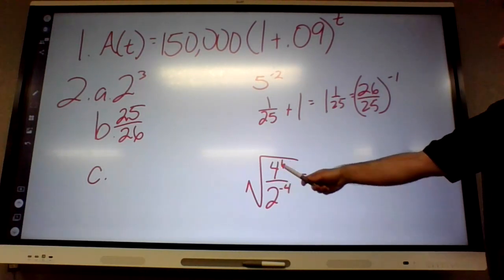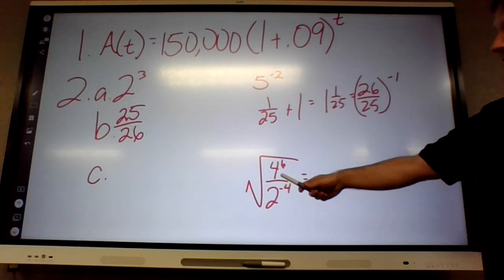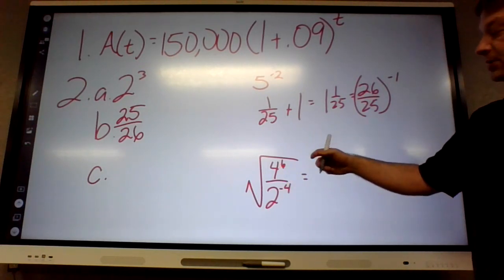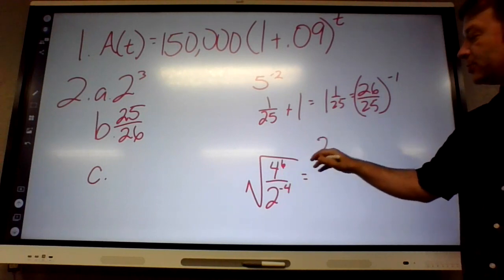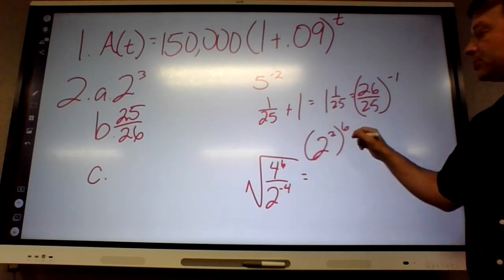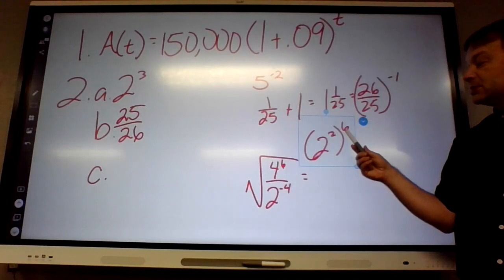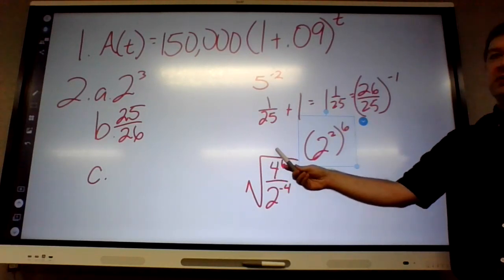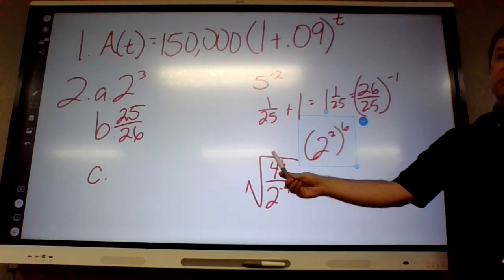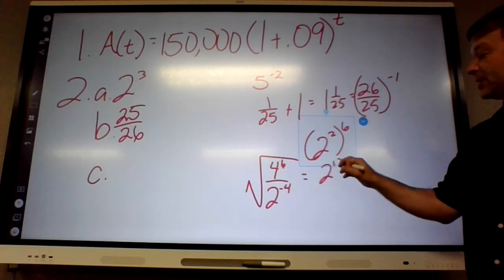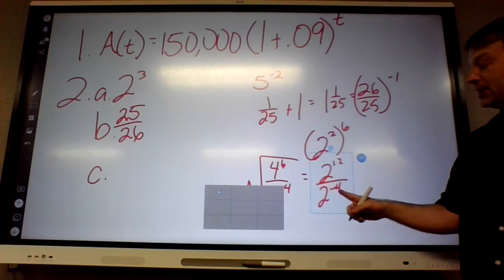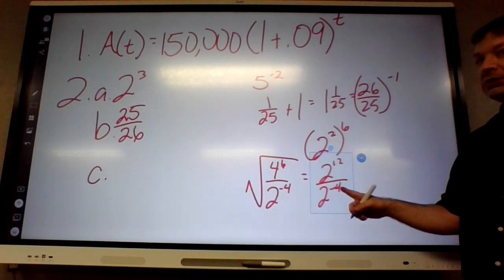You guys know what we can do right here? Change them to the same base. 4 is 2 to the what? 2 squared. So what's 2 squared to the 6th? 2 to the 12th. So 4 to the 6 is 2 to the 12th. And now that you have the same base, what can we do with the exponents? Subtract: 12 minus negative 4, 16.